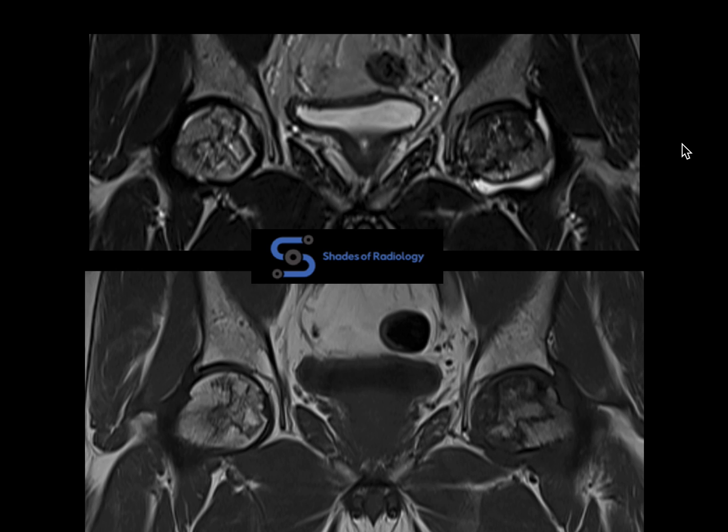So this is bilateral avascular necrosis of both hips. Most likely the patient might be alcoholic or a patient might be on steroids. Always try to look and assess the risk factor for AVN.